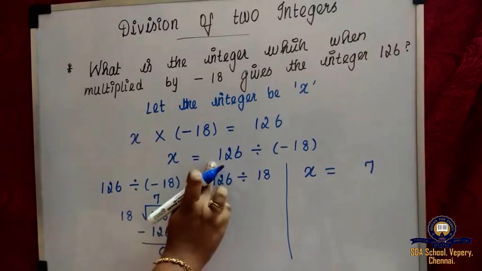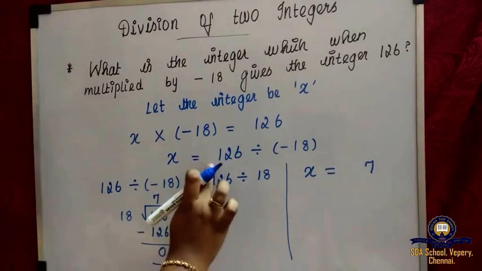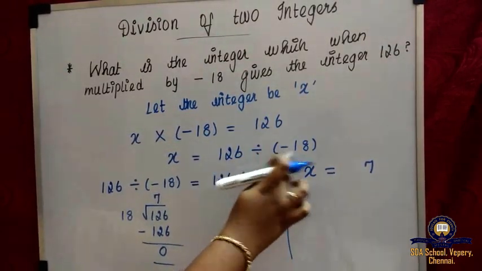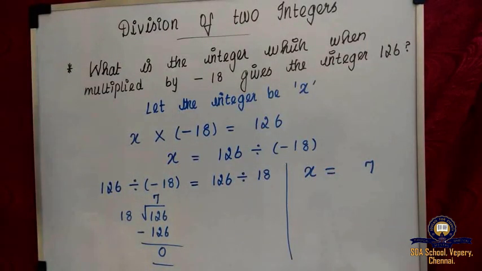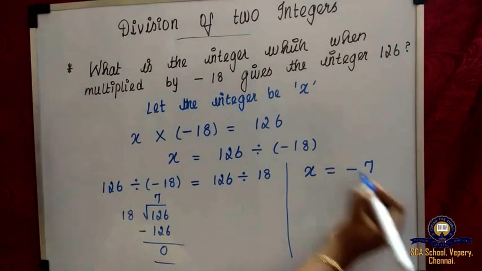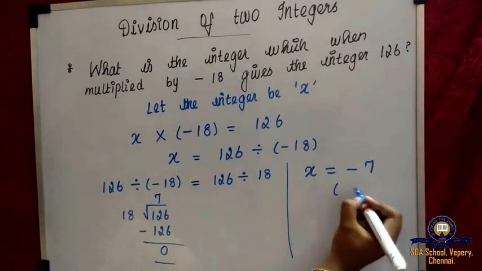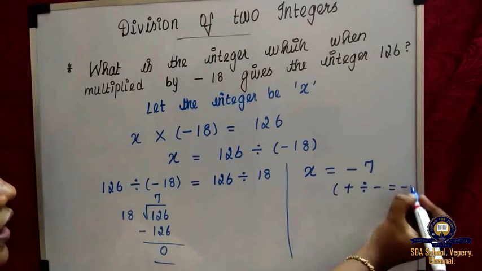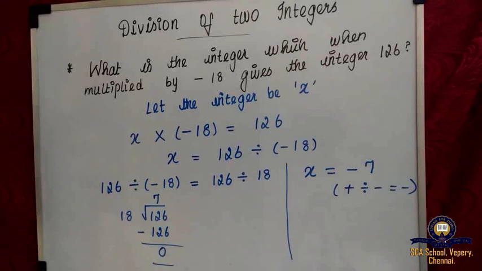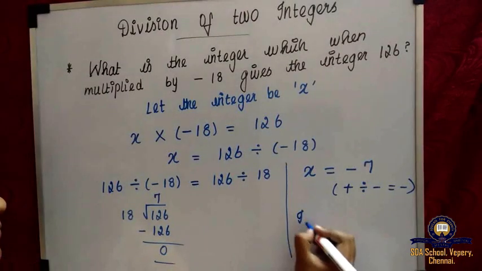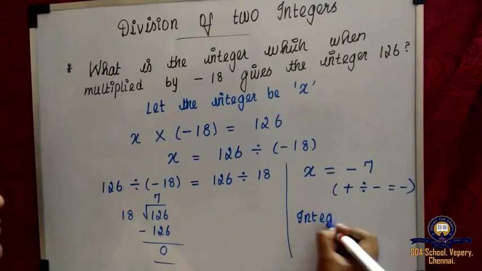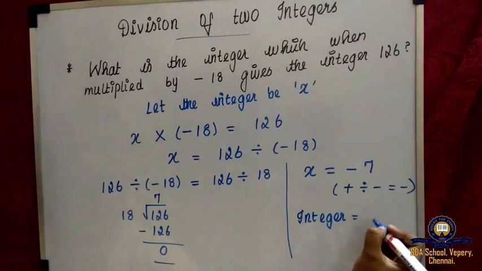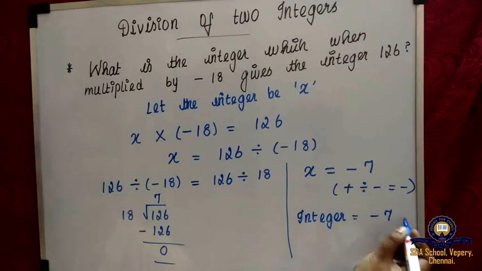When you look here, both the integers have different sign, plus 126 and minus 18. Therefore, the quotient will always be a negative integer. Therefore, it is minus 7 because plus divided by minus is equal to minus. Therefore, the value of x is equal to minus 7. Therefore, the integer is equal to minus 7.